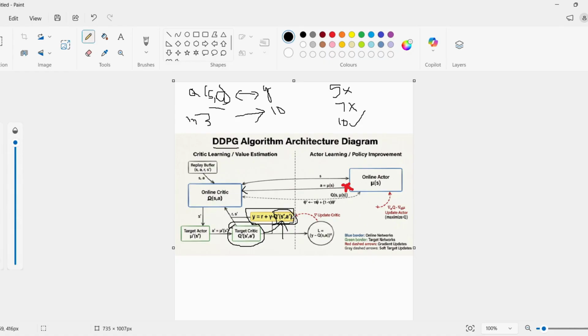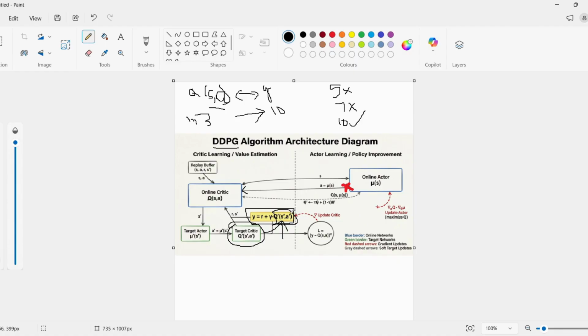What is A dash? A dash is basically the action that the agent took when it was in the state s dash. Do we have A dash in our replay buffer, that is, the data we receive to train our algorithm? No. So that means that, like all the other things, we need to estimate A dash from something that we already know. So now think, I have a state and I need to predict the best action that I can take from this state.